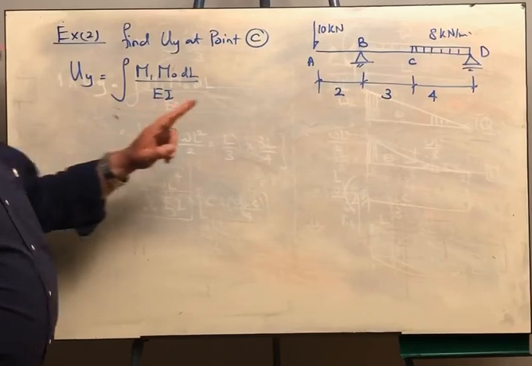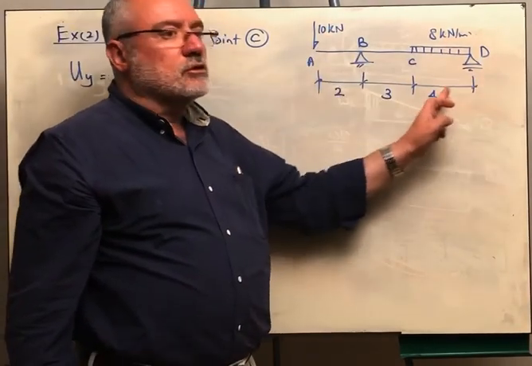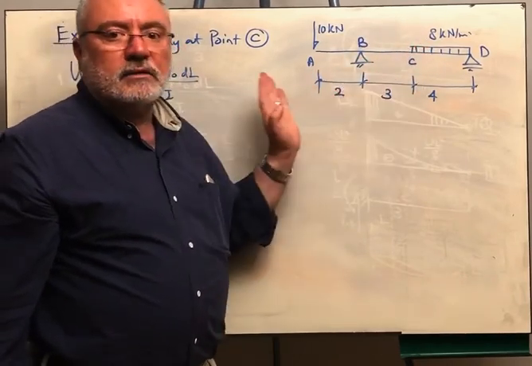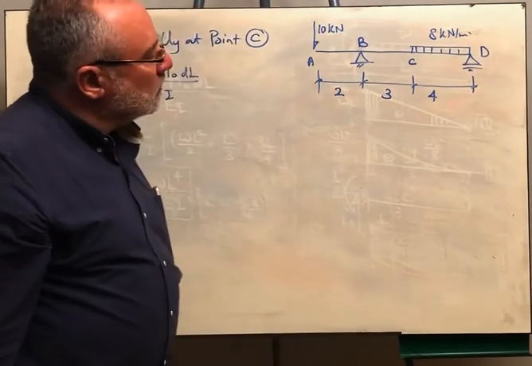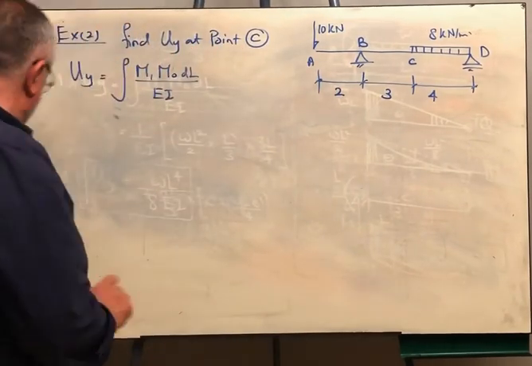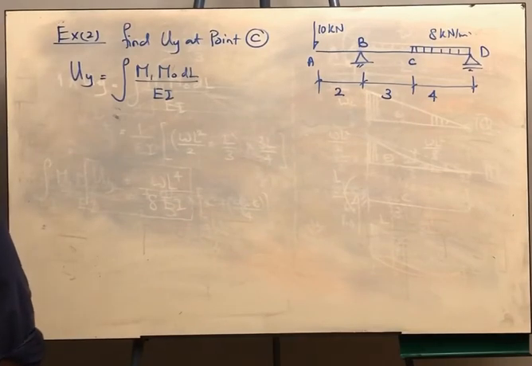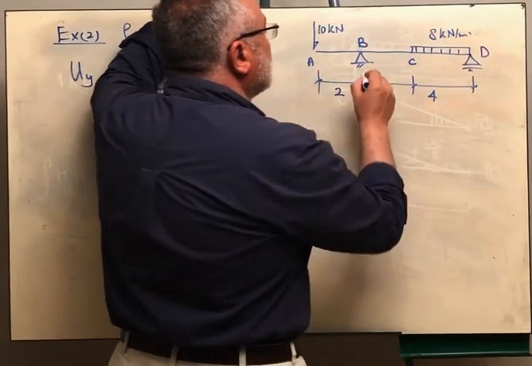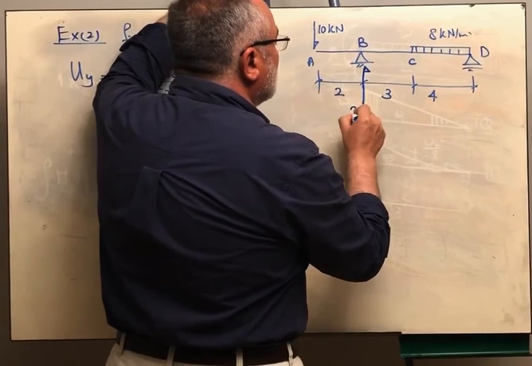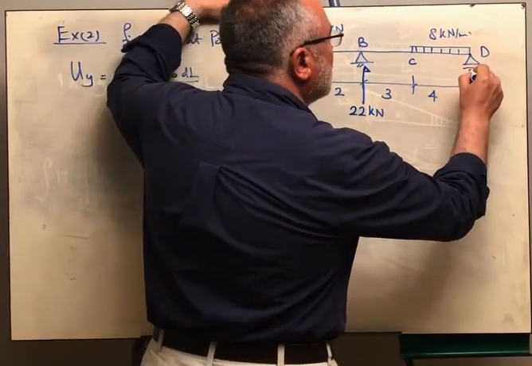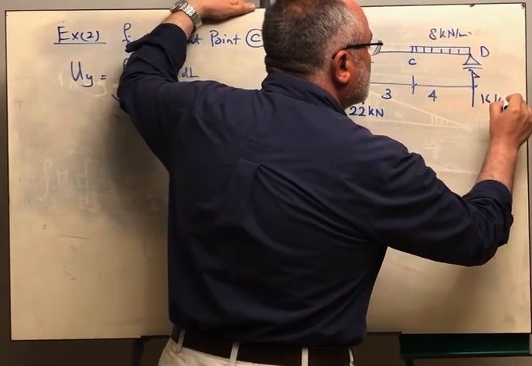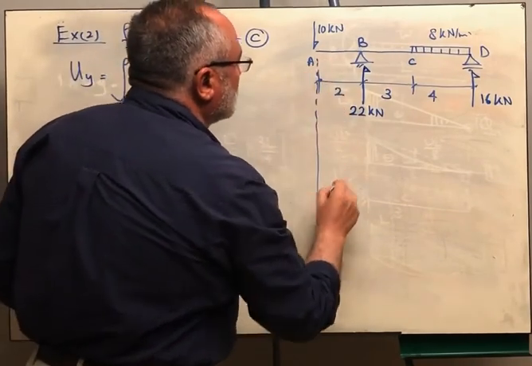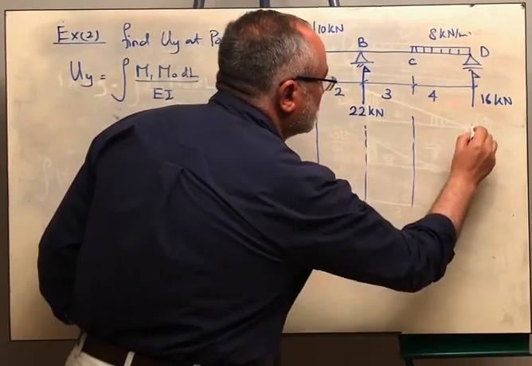So I will have to draw the bending moment diagram due to the applied loads, due to the main system, and then I'm going to put a unit load at point C and draw the bending moment M1 due to the unit load. Therefore, I will come here, and first of all, we have to get the reactions. We are going to get moments above this point. So the reaction will be 22 kilonewton. From sigma Fy is equal to 0, this will be 16 kilonewton. Okay? And then we are going to plot the bending moment. Take care of the steps.